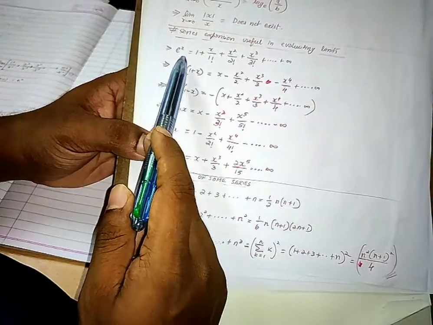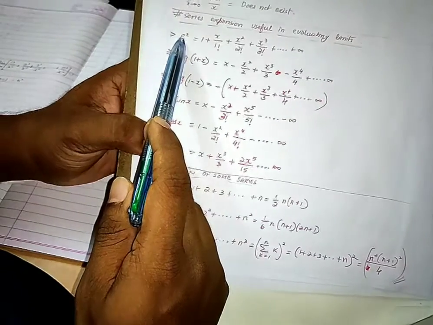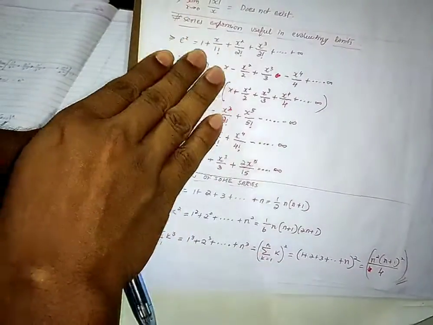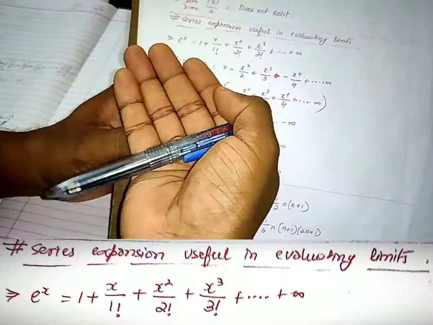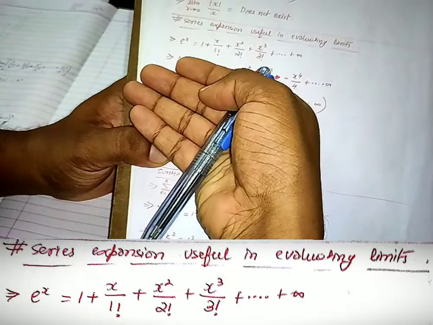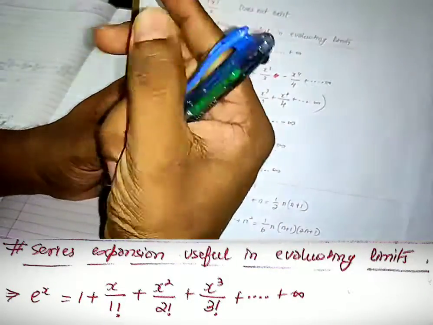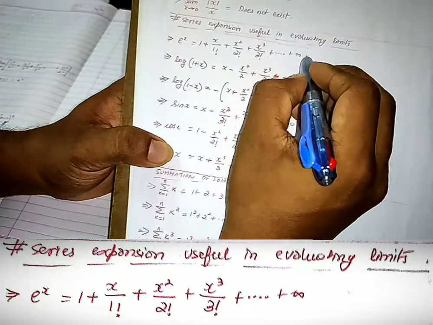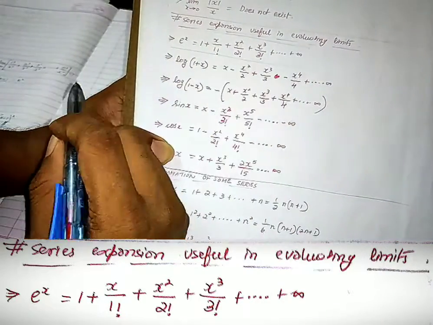So the first thing you need to know is about e to the power of x. Do not look into anything else, just look into e to the power of x, just the expansion of this one.